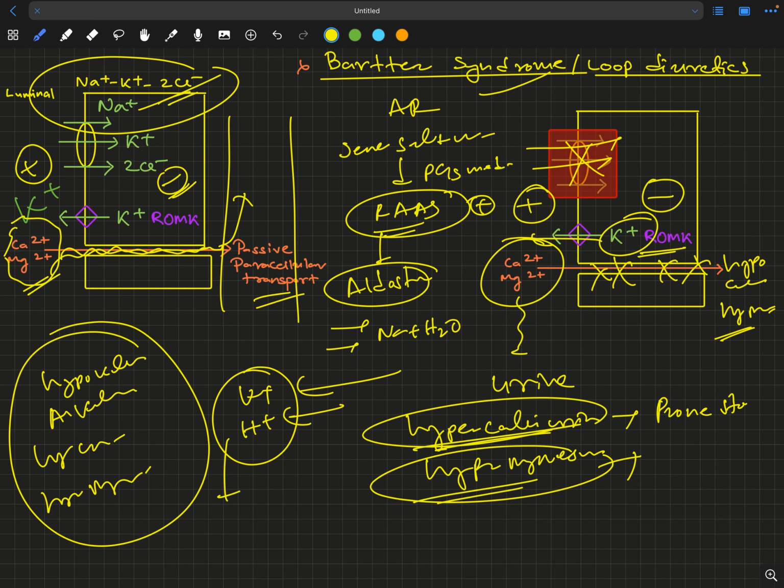So in type 2 it is also seen in children. In type 2 Bartter there is a defect in this channel, the ROMK channel. Okay. In type 3 it is called classical Bartter.